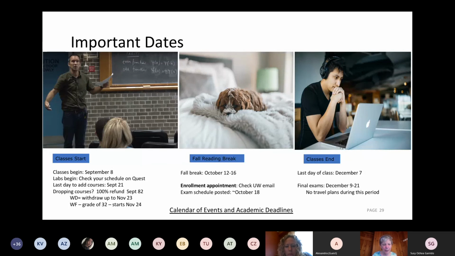Now, I can see I've got a little bit of a typo here because I've got September 82 as my 100% drop date. That's probably 28, is it, Sue? Yes, the 28th. There you go. Sorry, I missed that little typo. In any case, every term there's going to be a day when you can completely drop your course, because you say, listen, I'm in over my head, something's happened, this load isn't what I wanted, this course isn't working for me, this just isn't working.